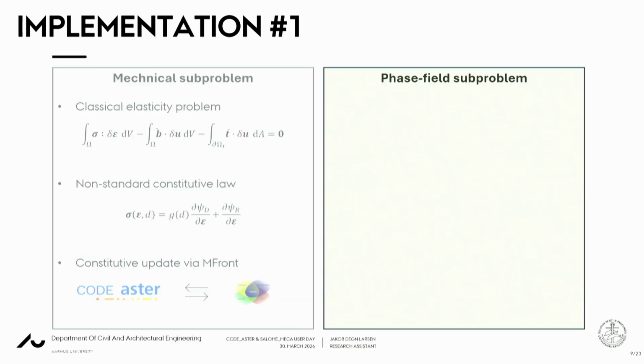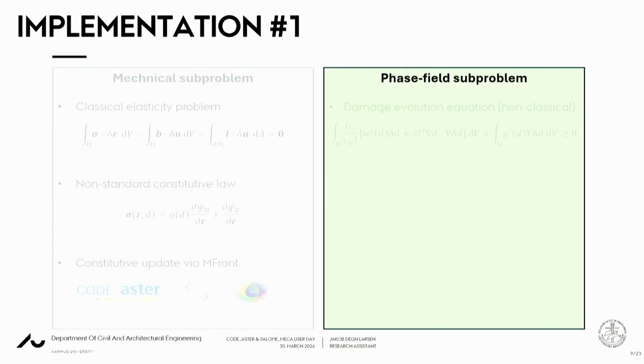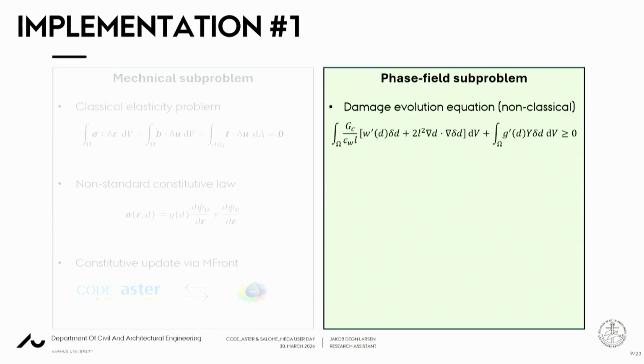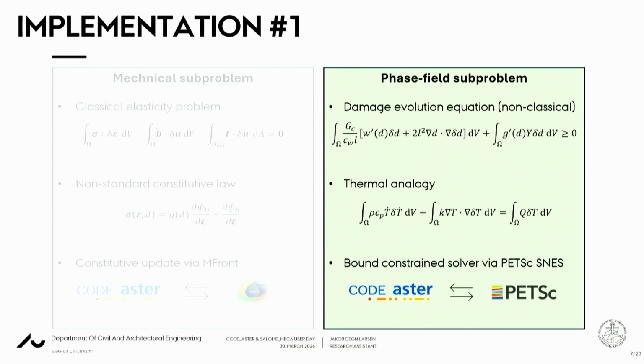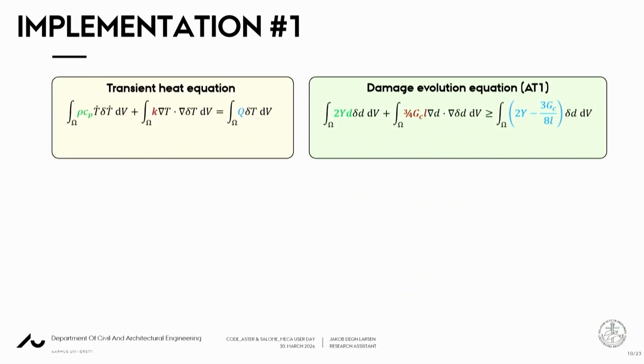And for the phase field subproblem, we have a less standard damage evolution equation, but we can use a thermal analogy because the structure of the damage evolution equation is similar to that of the transient heat equation. I'll talk more about this in a bit. And also we have this inequality, so we couple Code Aster to PETSc in order to use a bound constraint solver. Let's look at the thermal analogy.